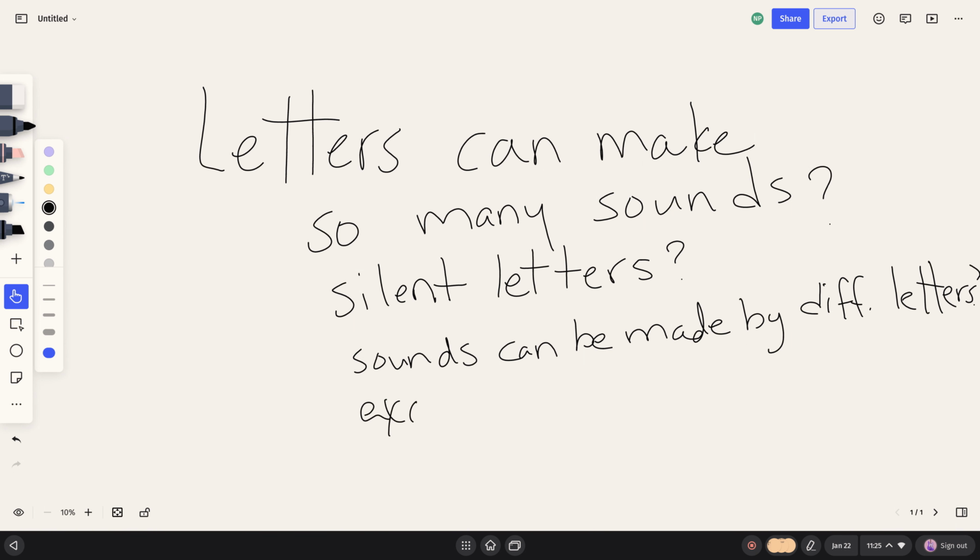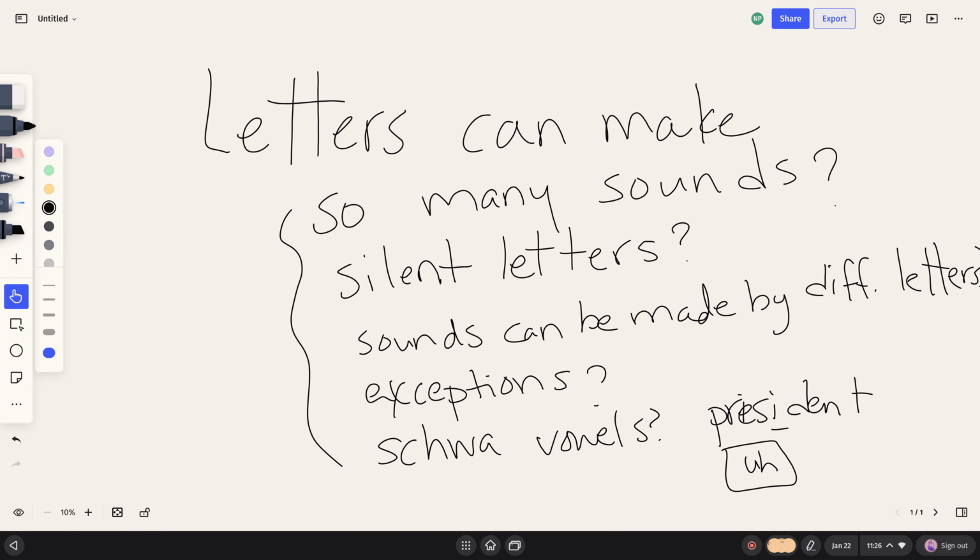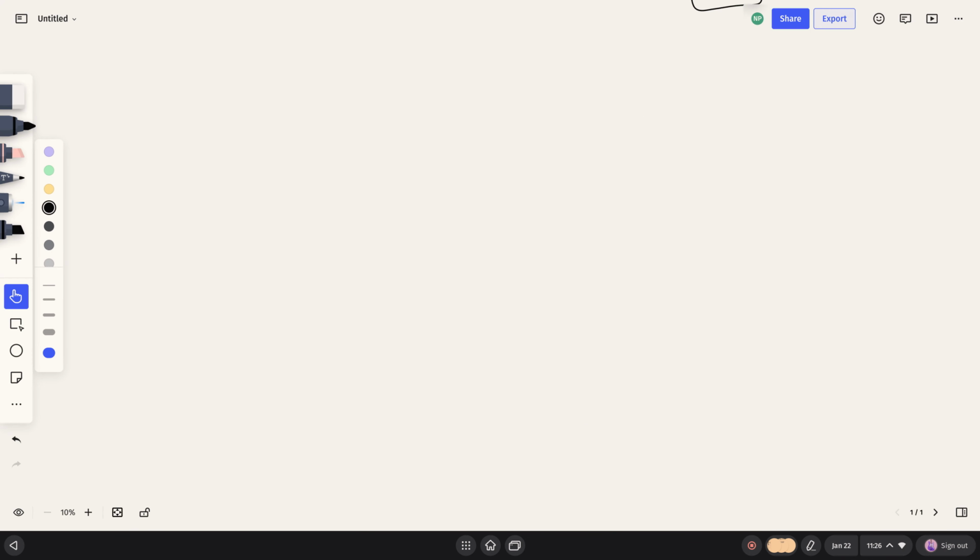Schwa vowels? So here's the thing, schwa vowels is like the word president. Oh, this doesn't say it says uh. You're like, why are all these uhs showing up everywhere? So people are like, it's so confusing because of all these things. So let me share with you how I process English and these letters and why I don't find these things as annoying or confusing.